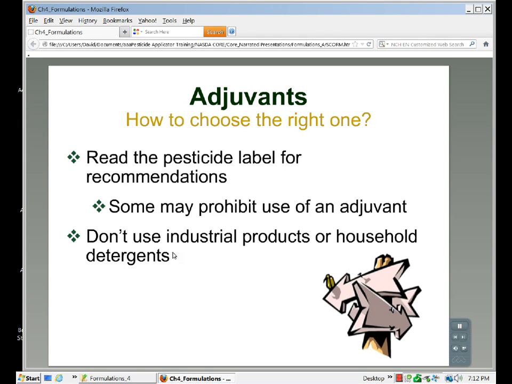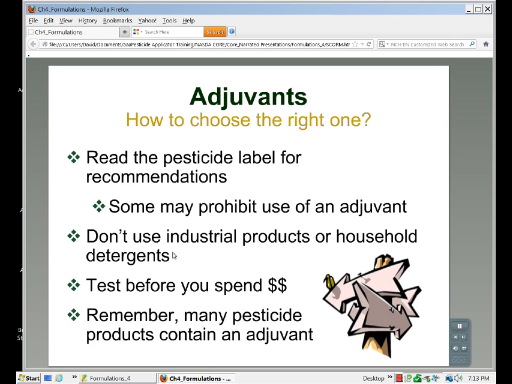If the label does not specifically recommend the use of an adjuvant, you may want to conduct a small-scale jar test or efficacy test before you spend a lot of money. With some products, the manufacturer already added some of these adjuvants because they are needed as spray tank additives.